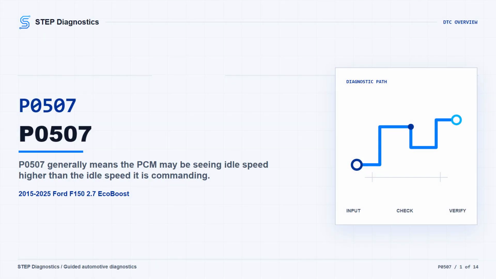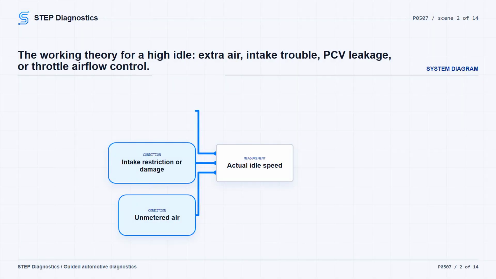This 2.7 EcoBoost F150 P0507 means the PCM is seeing the engine idle higher than the idle speed it wants. The driver may notice a high idle, a hanging idle, or just a check engine light. Broadly, this can come from unmetered air, an intake restriction or damage issue, a PCV leak, or an electronic throttle control concern. Treat this as a technician-level diagnostic.